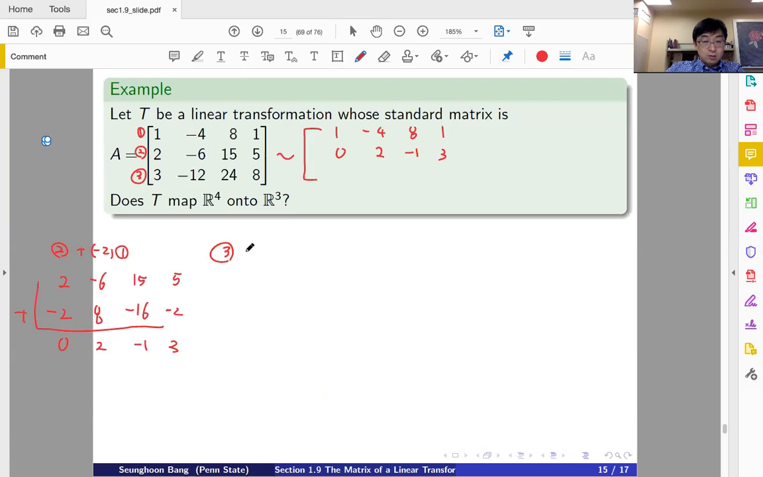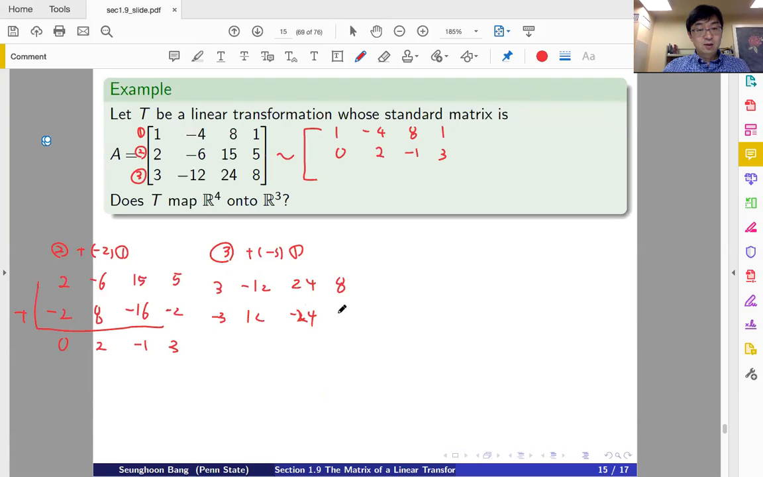Third row plus -3 times the first row. We have 3, -2, 24, 8. This is the third row plus -3 times the first row. The -3 times the first row: 1 times -3 is -3, -4 times -3 is +12, 8 times -3 is -24, and the -3 times 1 is -3.